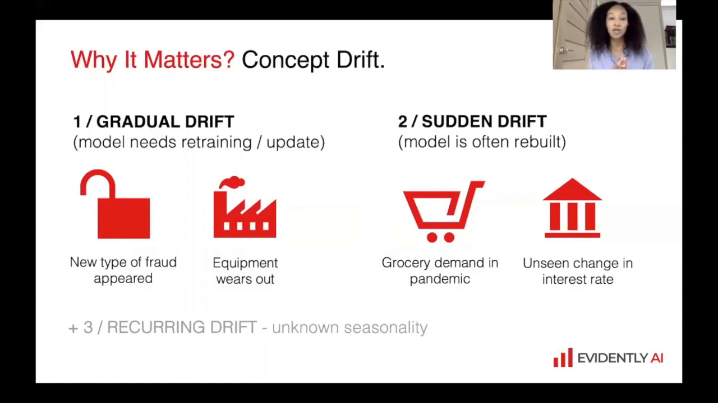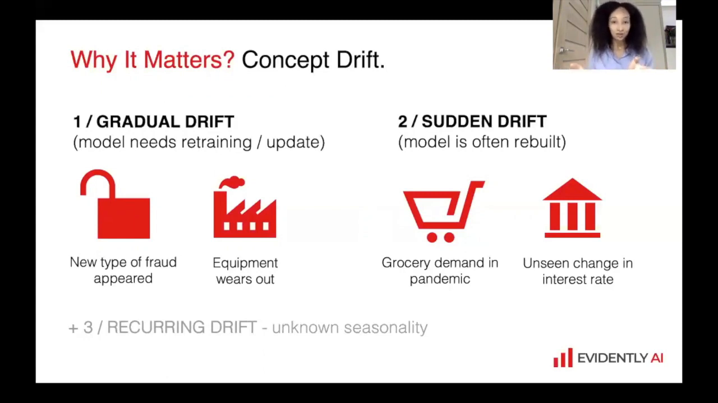there can be a new type of fraud which appeared, and our model hasn't seen this type of fraud before, and in this case we need to demonstrate to our model the new kind of fraud to make it accountable for it. Or for example, again in manufacturing, we can work on a predictive maintenance problem, and our equipment can wear out, and because of this we might need to demonstrate this to our model to make sure that it can take this fact into account. So these are examples of gradual or continuous drift.